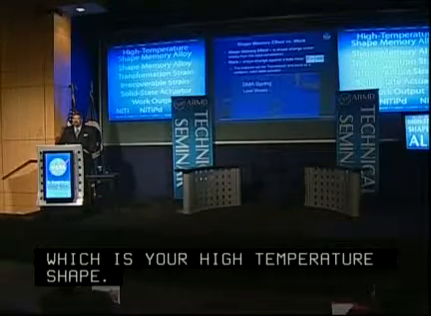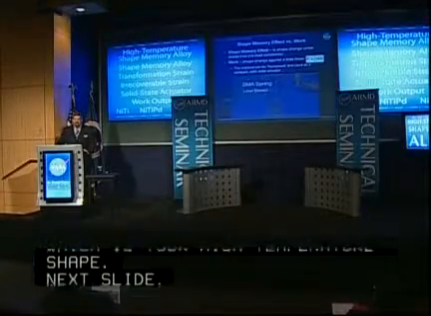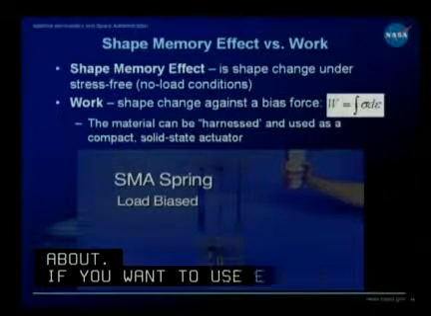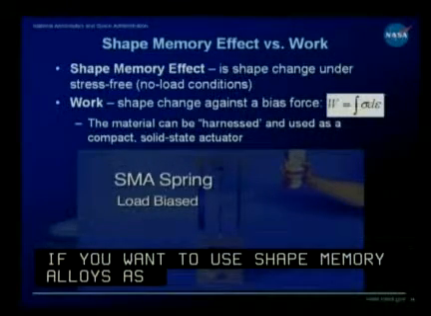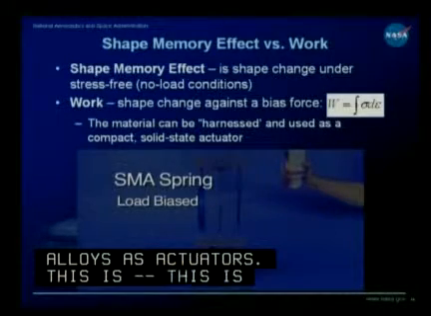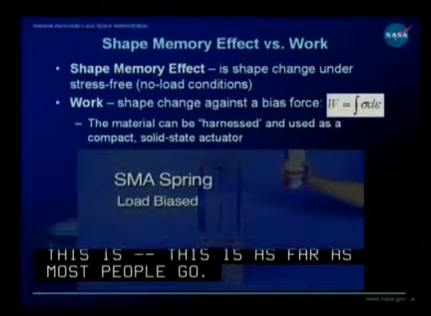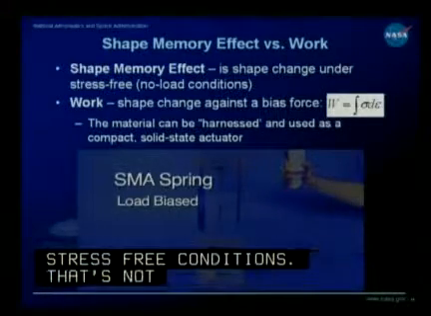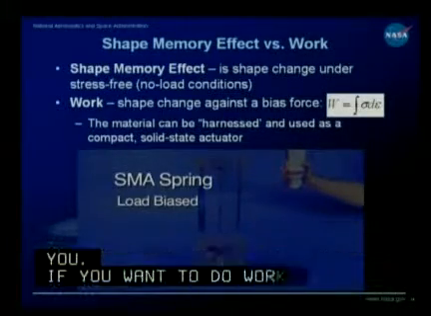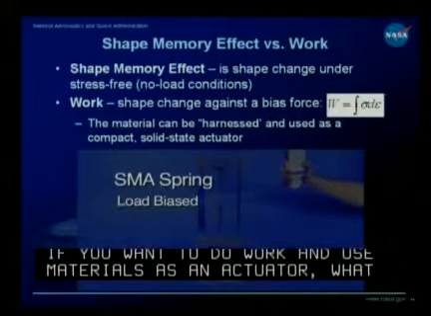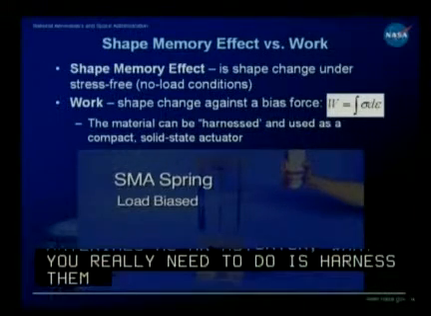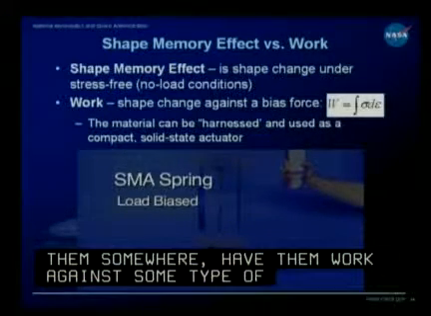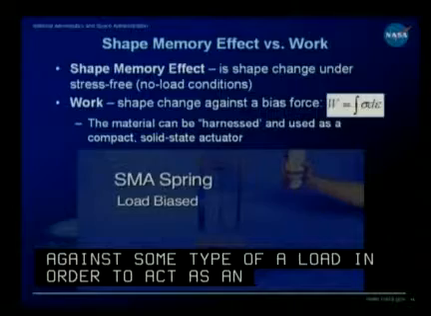This is still only part of the equation of what we're talking about if you want to use shape memory alloys as actuators. Unfortunately, this is about as far as most people go. They measure shape memory effect, and all that is a change in shape under stress-free conditions, but that's not going to do work for you. If you want to do work and use these materials as an actuator, what you really need to do is harness them some way or have them work against some type of a load in order to act as an actuator. For example, if you run the next video, now we're going to go back to the spring.